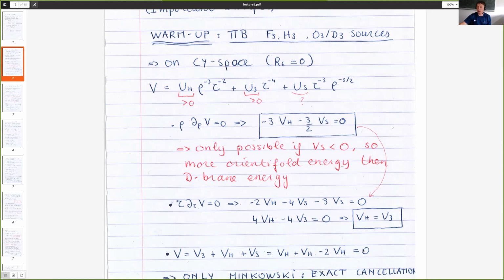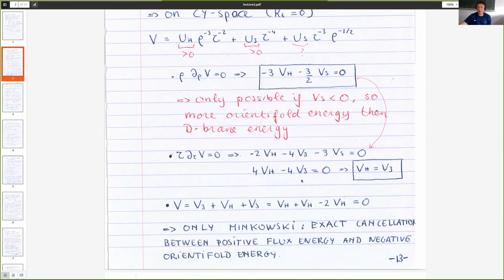So what do I learn here? I've essentially done zero complicated calculations, right? This is essentially, you could call it child's play. And I already find that if there are vacua, they will always be Minkowski. Okay, I think this is quite a strong result. And you have to know, Minkowski is quite non-trivial because Minkowski requires an exact cancellation between, in this case, a positive flux energy and a negative orientifold energy.